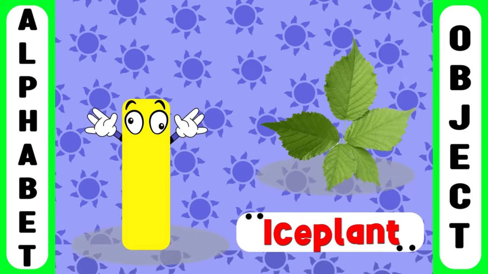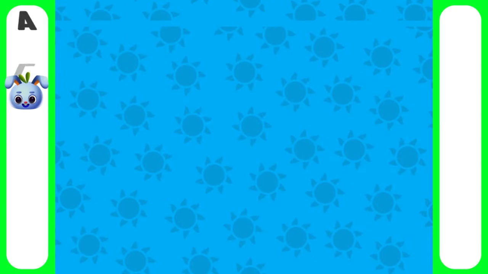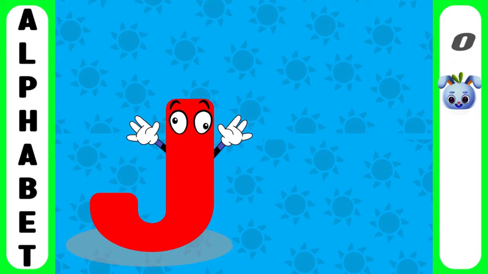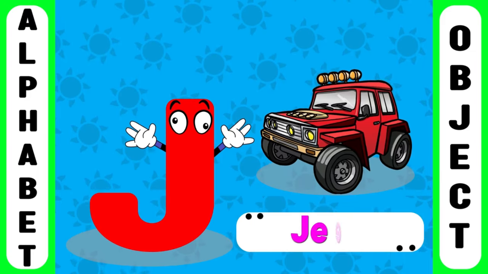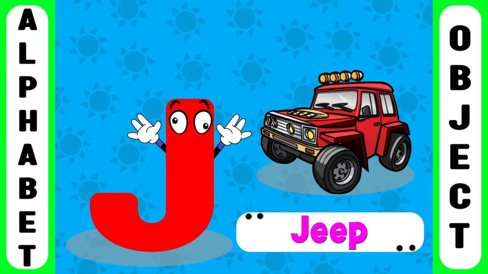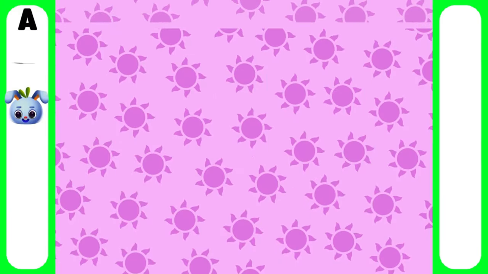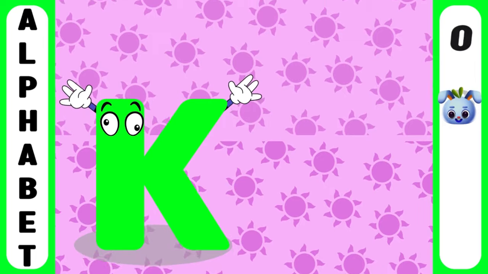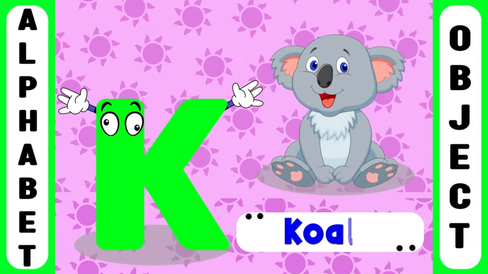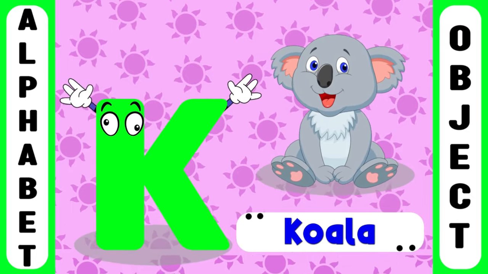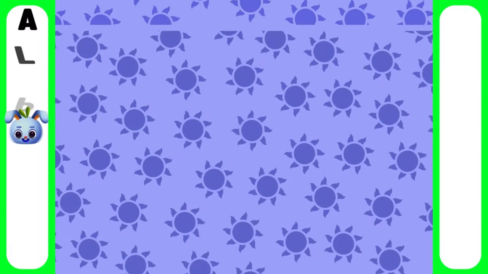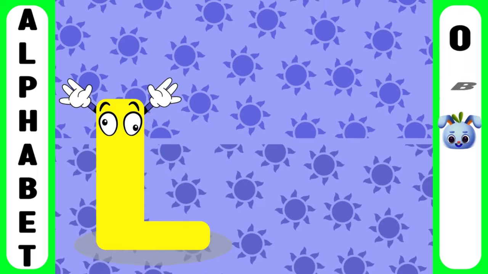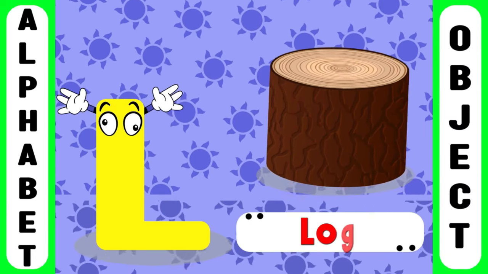Ice plant. G. G for Jeep. For koala. L. L for log.